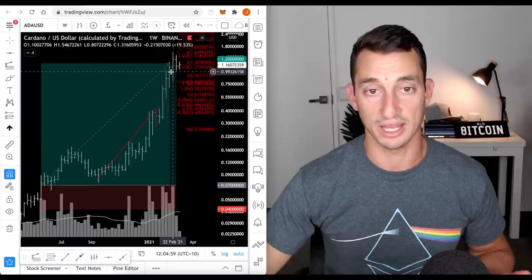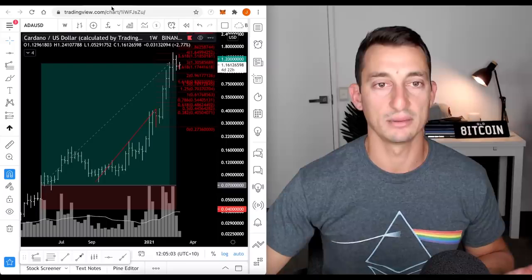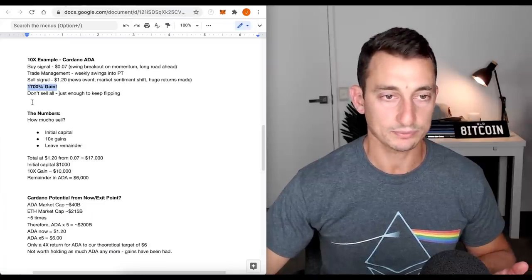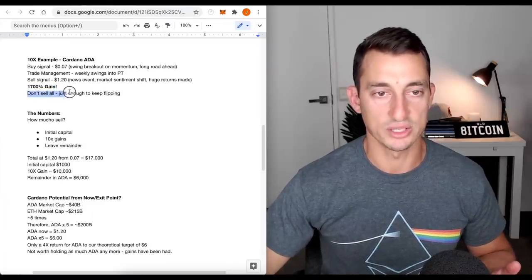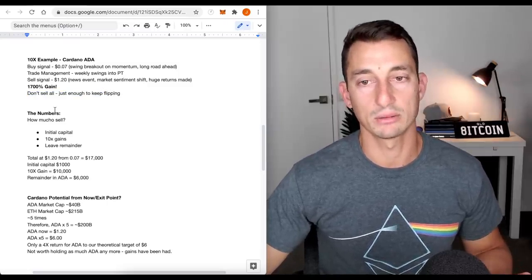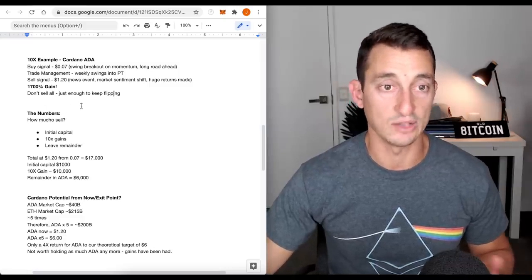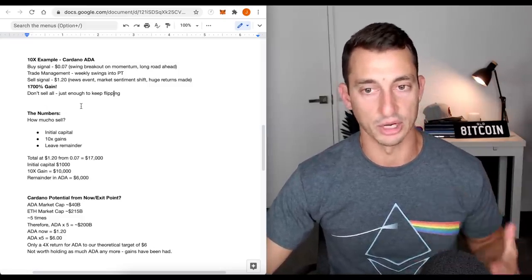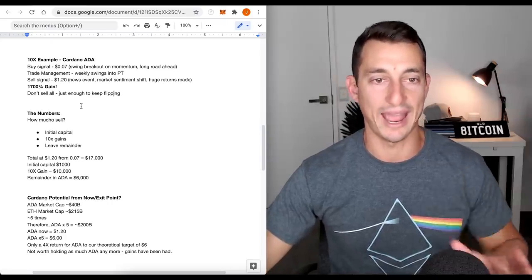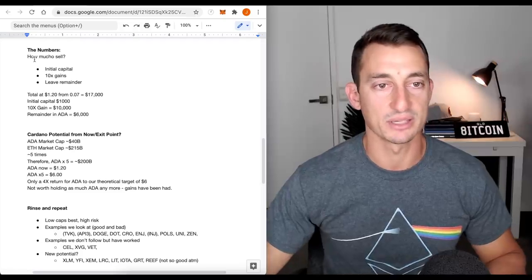Now, you don't have to exit the position here. You can continue to ride this thing all the way if you want, but we're going to look at the maths in just a second. Like I say here, don't sell all, just enough to keep flipping. Now, granted, this is a pretty great example, and not all of them are going to be like this. Keep that in mind throughout the video, but we're just looking at maths and numbers. I know I've said that many times. The numbers, how much to sell.